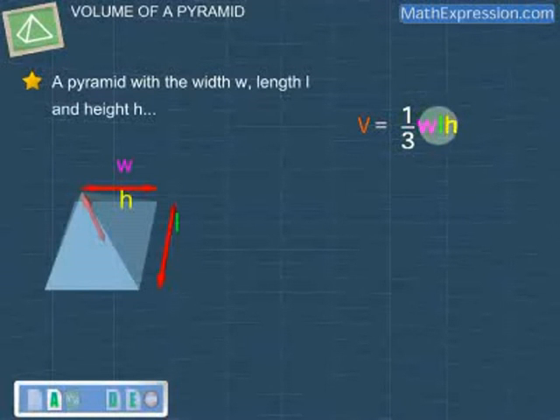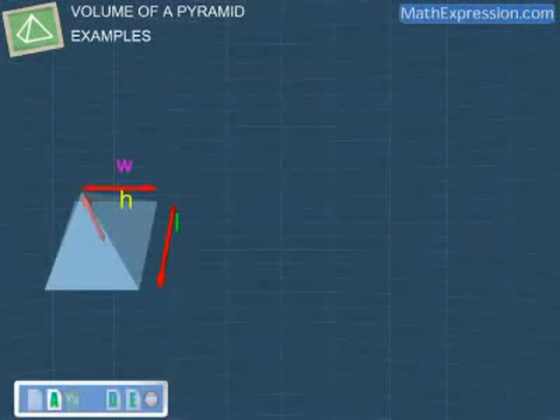Here, note that WLH is actually the volume of a rectangular solid. Hence, the volume of a pyramid is actually 1/3 of the volume of a rectangular solid. Let's see some examples on how to use this formula.